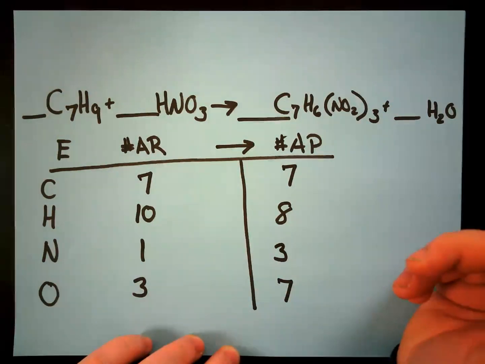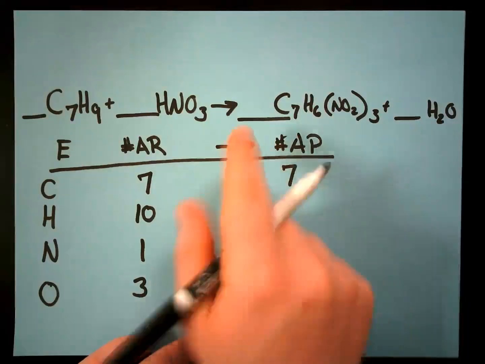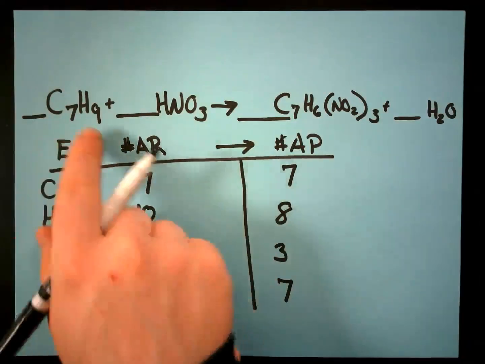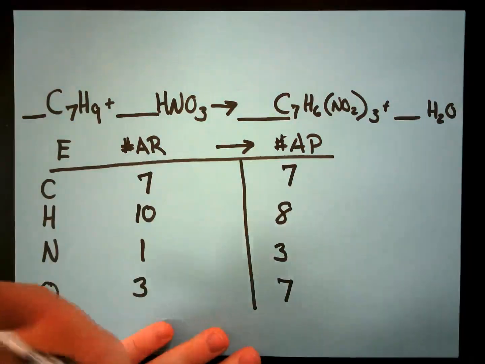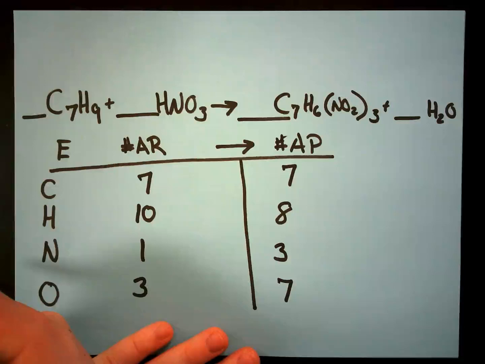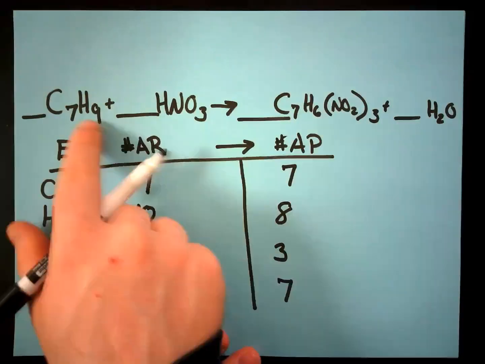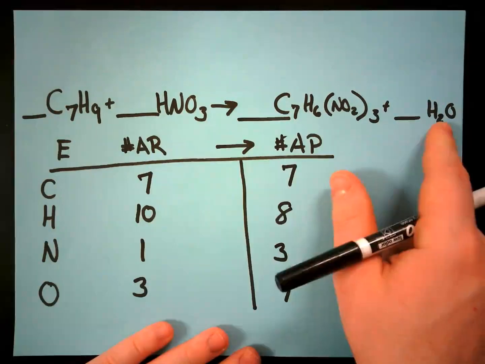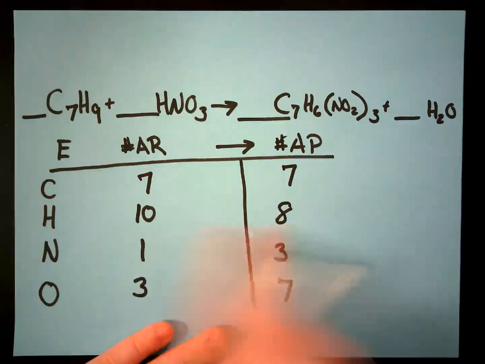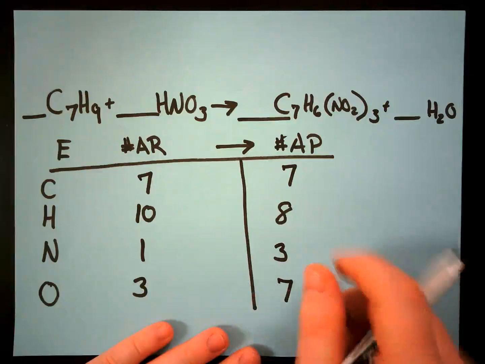Hopefully you're already starting to see it based upon the practice you've already had. But let's walk through those steps. Remember the hint: you want to work with the element that's least busy, the one that's not in as many compounds. We can already see that hydrogen is in 2 compounds on both sides, so we're going to leave hydrogen alone because it's a little complicated.